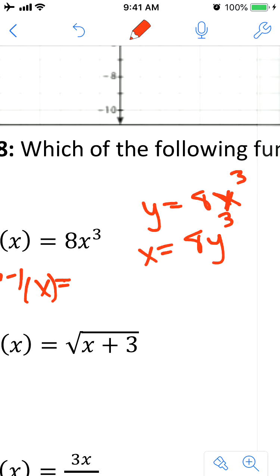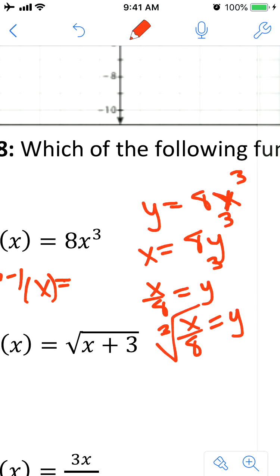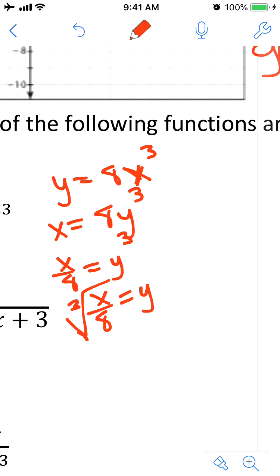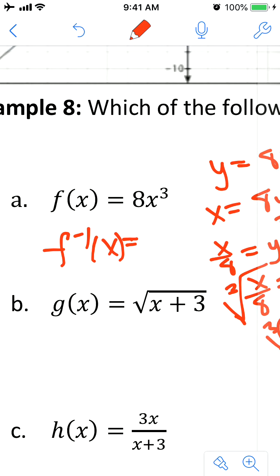Same process. Same exact process as before. Switch those around. And now solve. So divide by 8. You get x over 8 equals y cubed. How do you get rid of a cube? You cube root it. So we end up with cubed root x over 8 equals y. A little simplification. My apologies for the tiltedness of this. Cubed root of 8 is 2. So I have the cubed root of 8 over 2 equals y. And so we get the cubed root of x over 2.